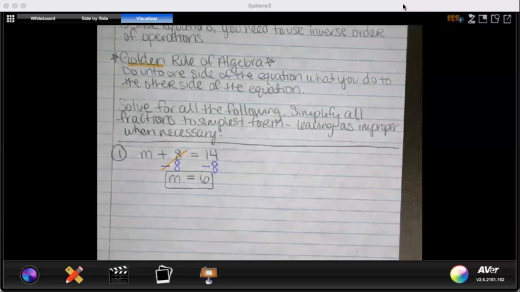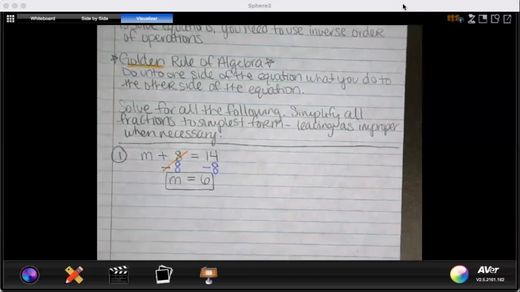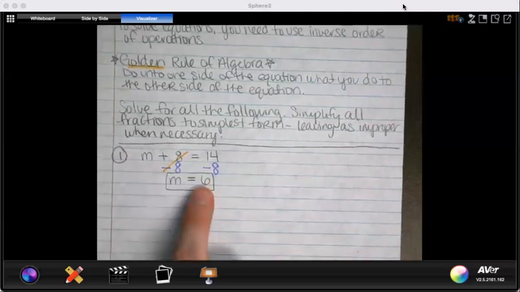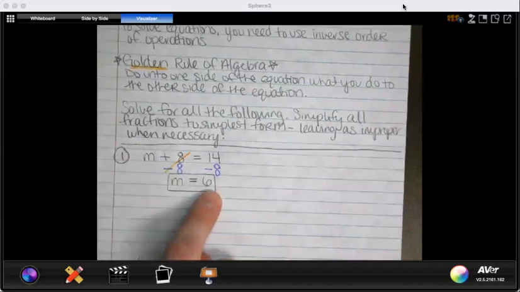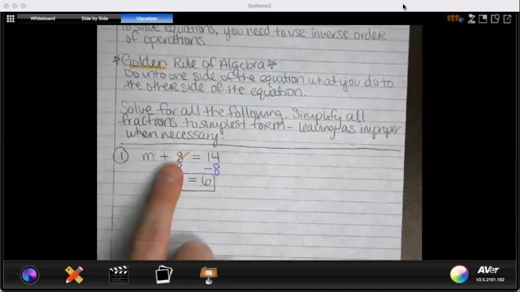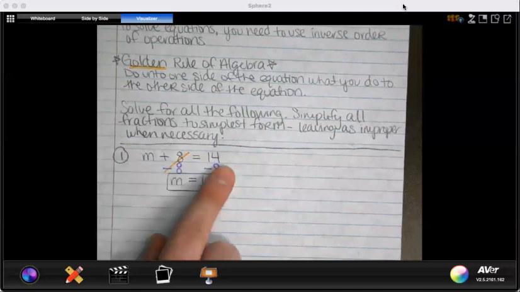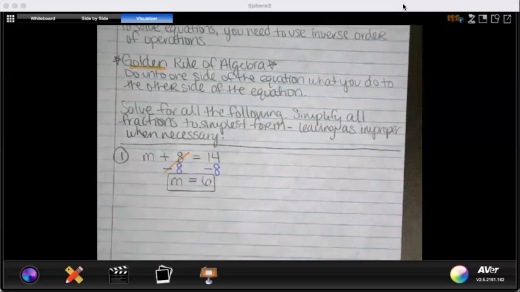And the best way to make sure that you actually solved your problem correctly is to substitute the value back in. So we think the answer is 6. Well, does 6 plus 8 equal 14? Yes, it does. So therefore, this has to be the answer for number 1. Let's try number 2.